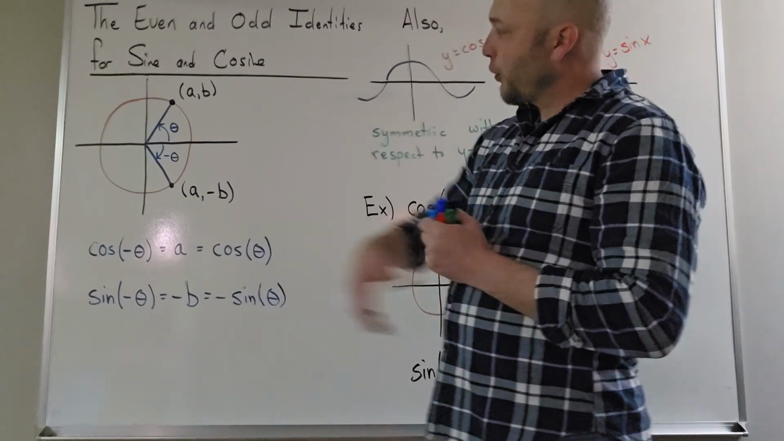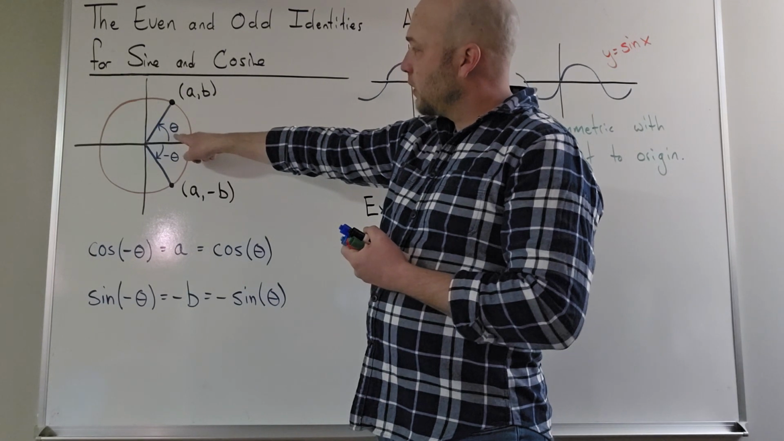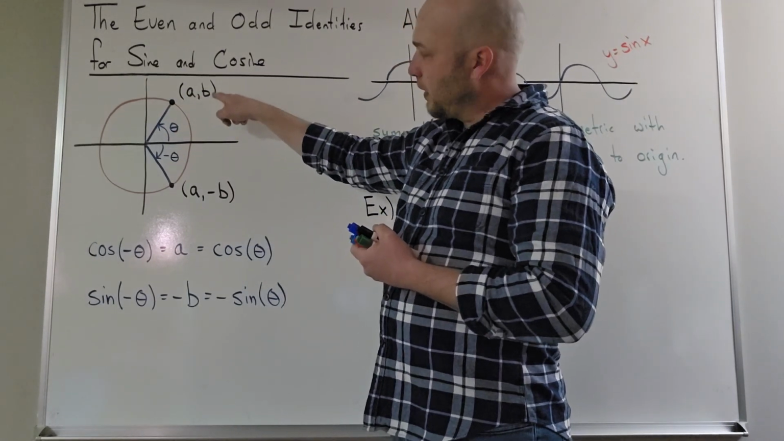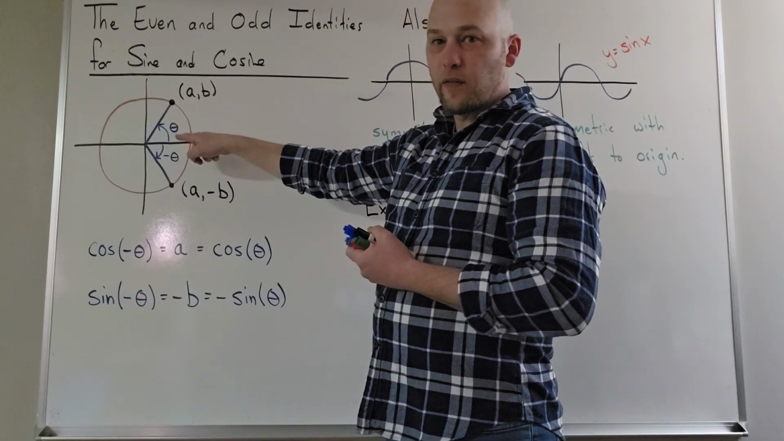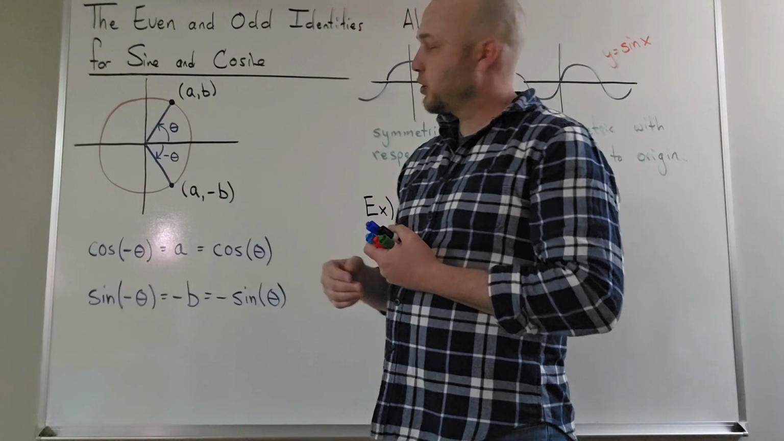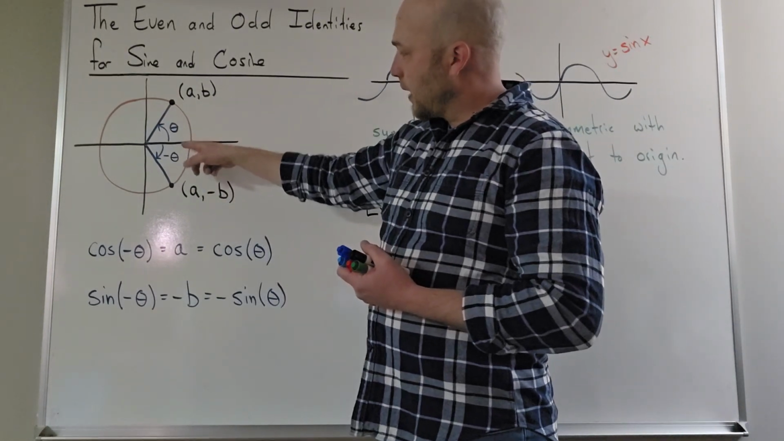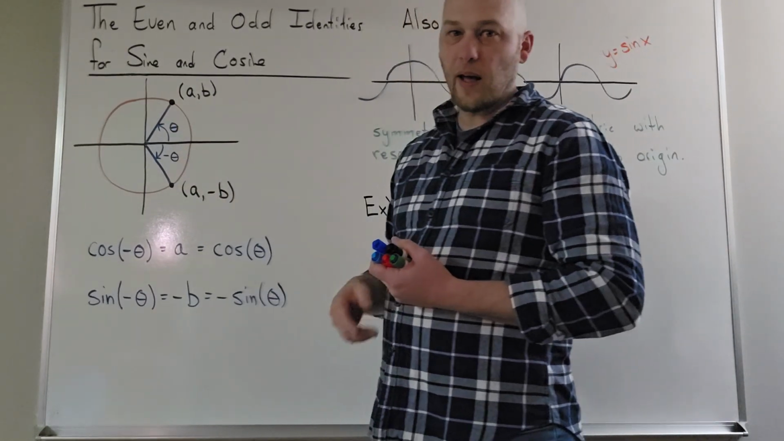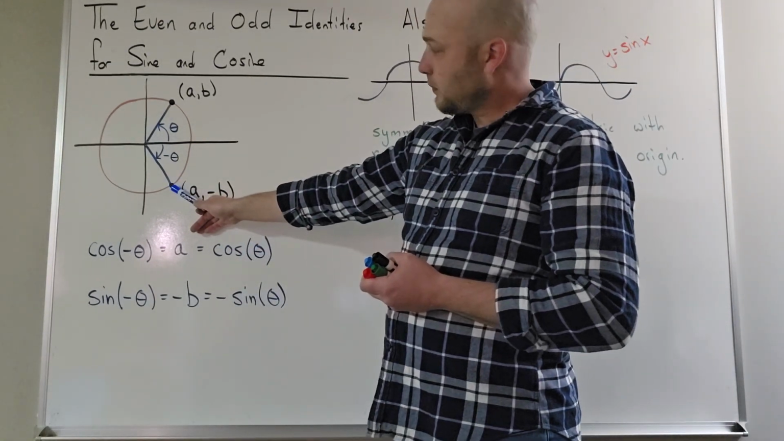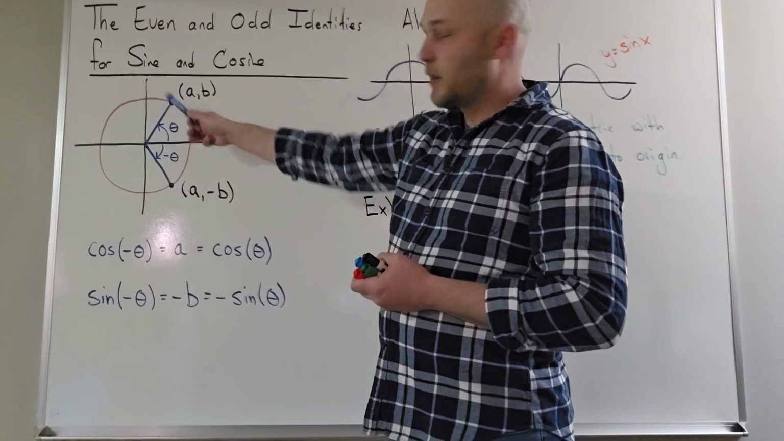If I look at an angle theta, that's going to give me a point on the unit circle, say A comma B. And then if I look at the angle negative theta, it's the same amount of rotation, I'm just going in the opposite direction. So I'm going in the clockwise direction as opposed to the counterclockwise direction. That would give me this point on the circle right here. Well, how is this point related to this point?